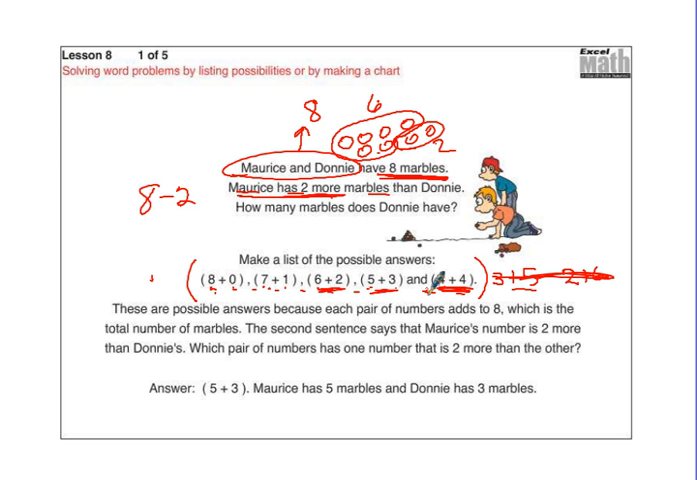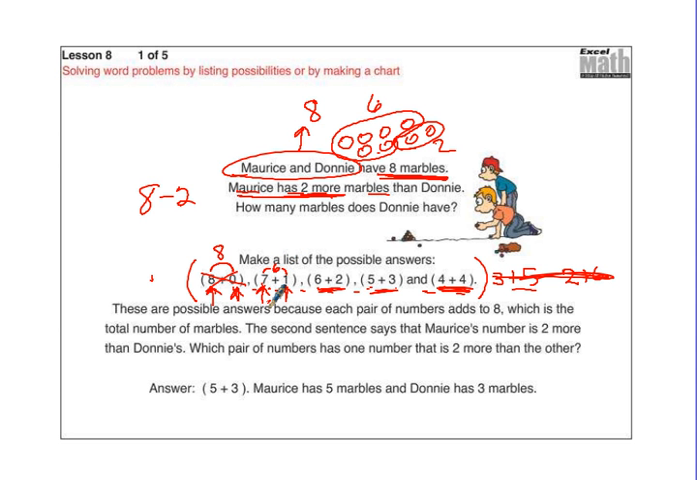But the second clue says that one person has 2 more than the other. So let's take a look at this first choice. What if one kid had 8 and the other one had 0? How many more does this kid have than this kid? Well, this kid has 8 more than the other one. So that cannot be the choice. It's got to be 2 more than the other one. What if one kid has 7, the other kid has 1? Well, that means that the 7 person has 6 more than the 1 person.